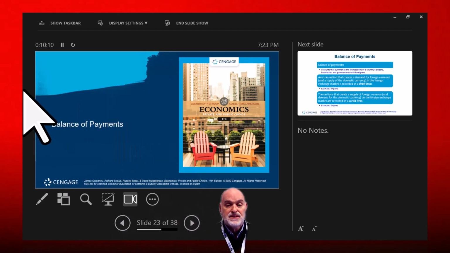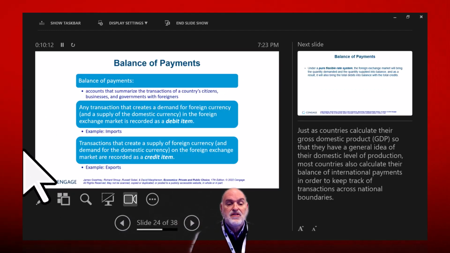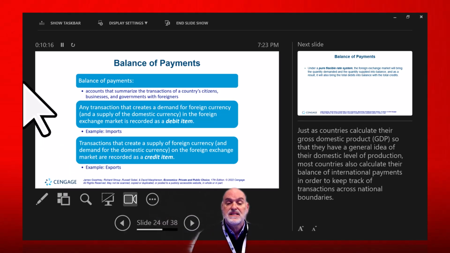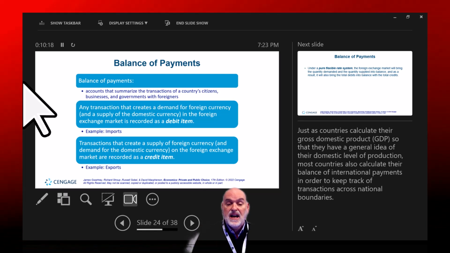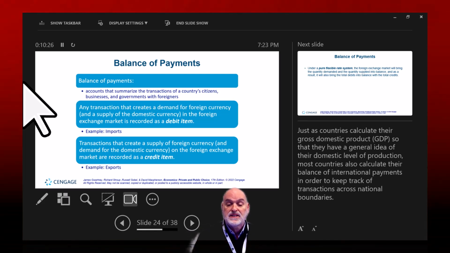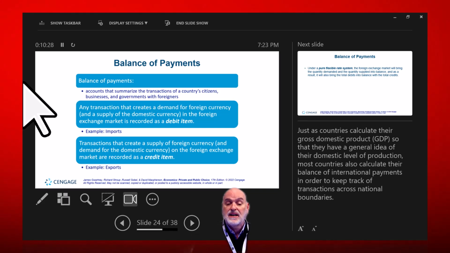Balance of payments. Balance of payments are accounts that summarize the transactions of a country's citizens, businesses, and governments with foreigners. Any transaction that creates a demand for foreign currency and a supply of the domestic currency in the foreign exchange markets is recorded as a debit item.